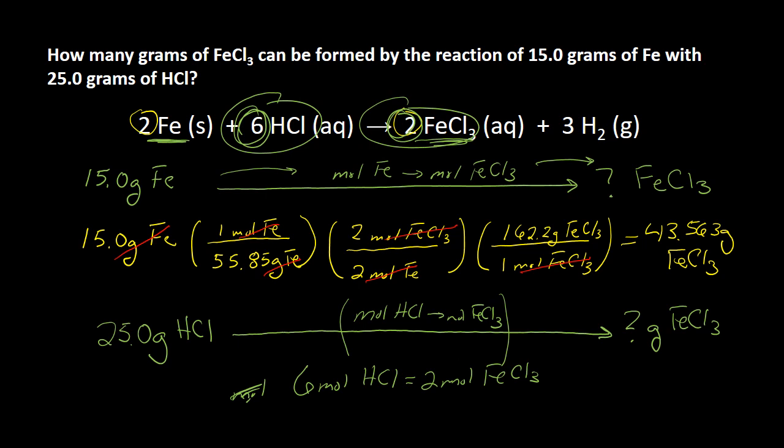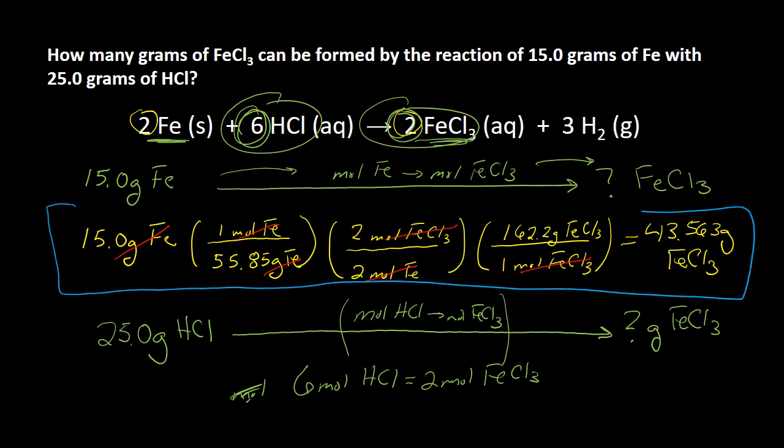Okay, now that you've got that, go ahead and calculate the molar mass of hydrochloric acid. You'll need that. And do the same thing that we did. Step 1 was assume that iron is limiting. Figure out how much you can make with the iron. And then step 2 is assume hydrochloric acid is limiting. See how much you can make with the hydrochloric acid. I'm going to erase this. And while I erase this, why don't you work on that second part. Take the 25 grams of hydrochloric acid and see how much iron chloride you can make. And then I'll write my calculation down and you can check yours and mine.